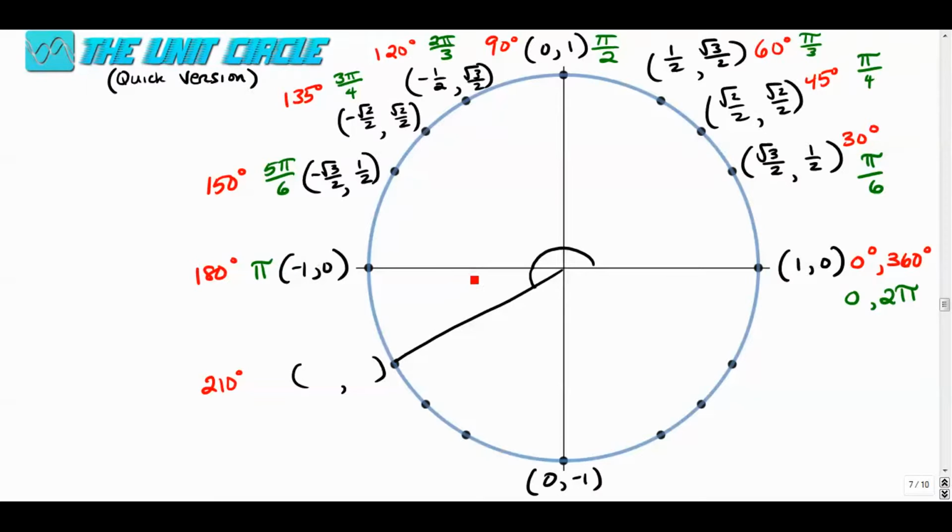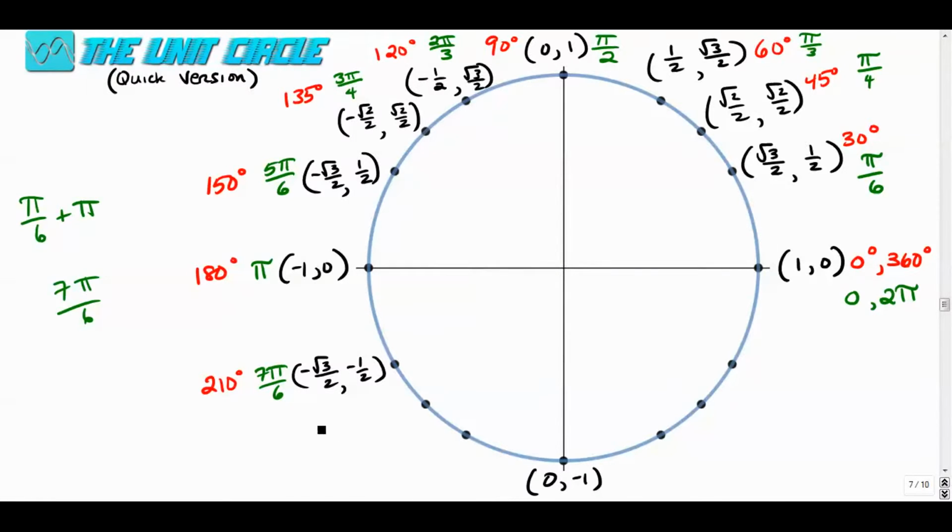And if this right here is 30 degrees, that's pi over 6. So I want to take pi over 6 and add it to pi, because pi is 180, and add another pi over 6. Well, that's just 7 pi over 6. And those values are going to mimic the values above, so we're going to go negative radical 3 over 2, negative 1/2.